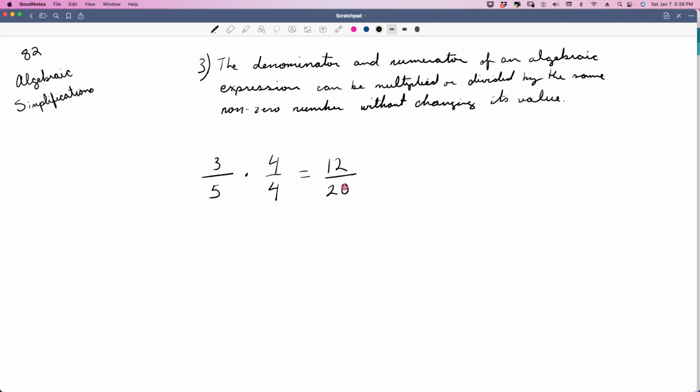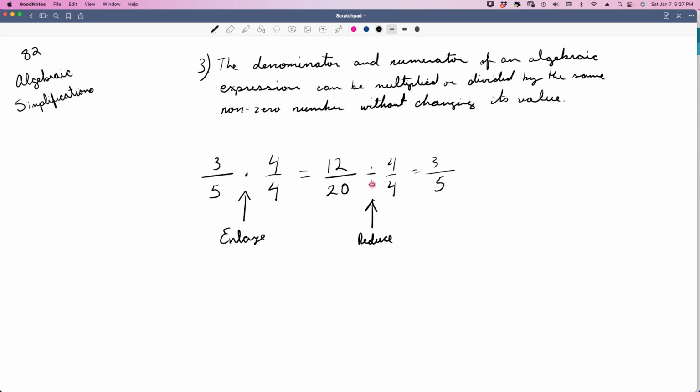Is 12/20 3/5? Yes, of course it is. We know because I can take this same fraction and divide it by 4/4. 12 divided by 4 is equal to 3. 20 divided by 4 is equal to 5. This is enlarging the fraction. This is reducing the fraction. Multiplication is when we enlarge the fraction. Division is when we reduce the fraction.